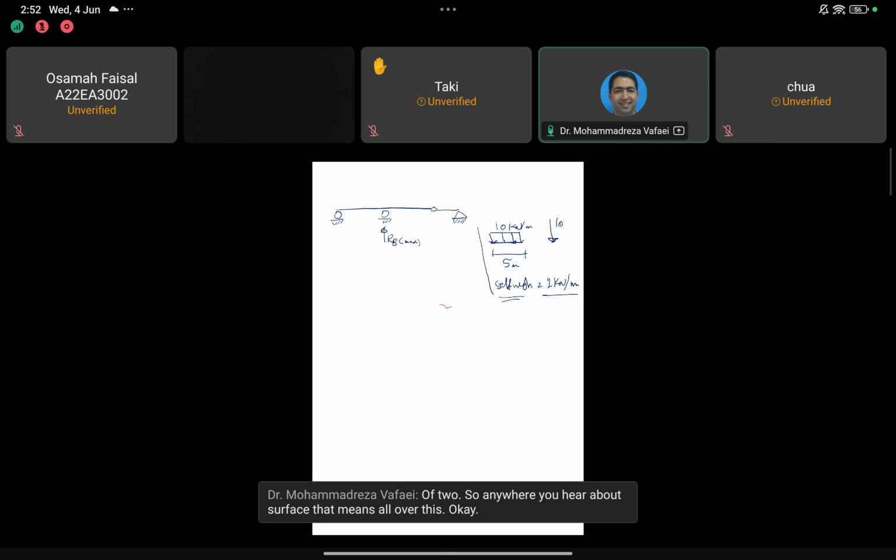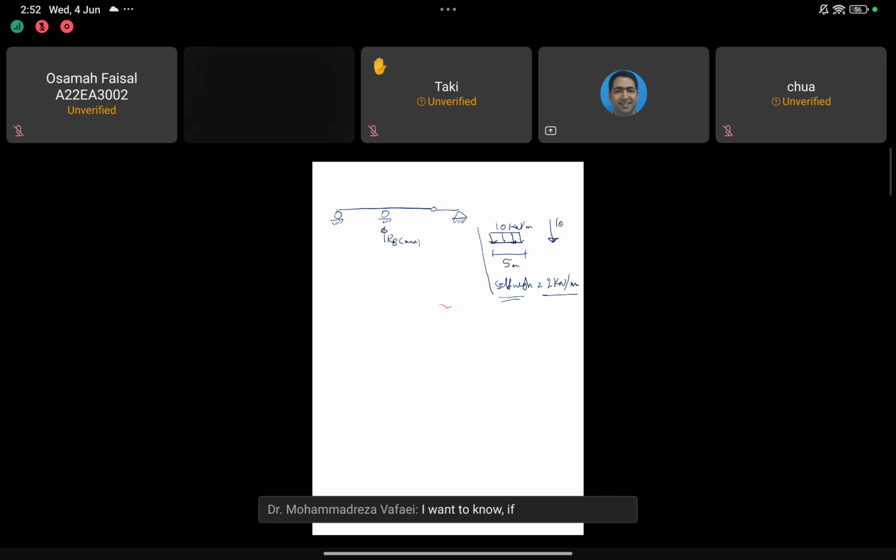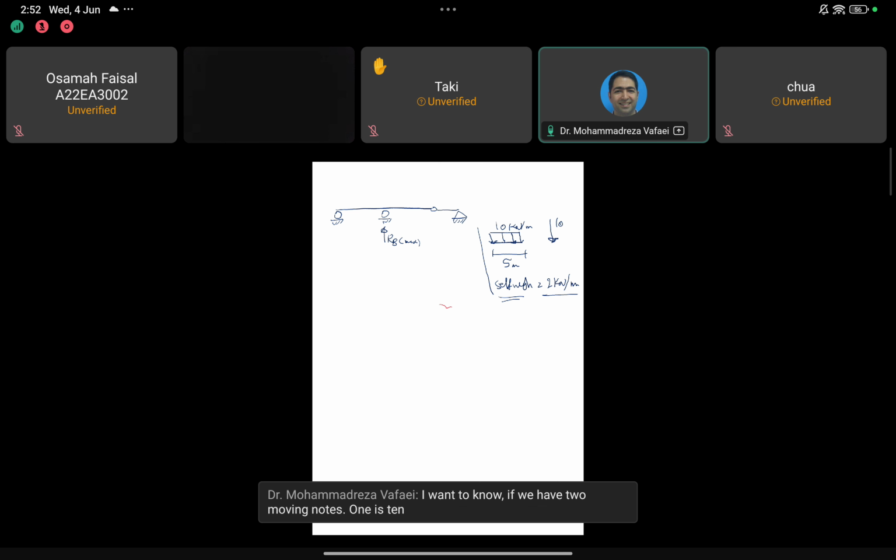So now we want to know if we have two moving loads. One is 10 with 5 meter length, and another one is 10 point load, and we have this self-weight. How much will be the maximum RB? Okay, so the first thing that we need to do is to draw the influence line of RB.